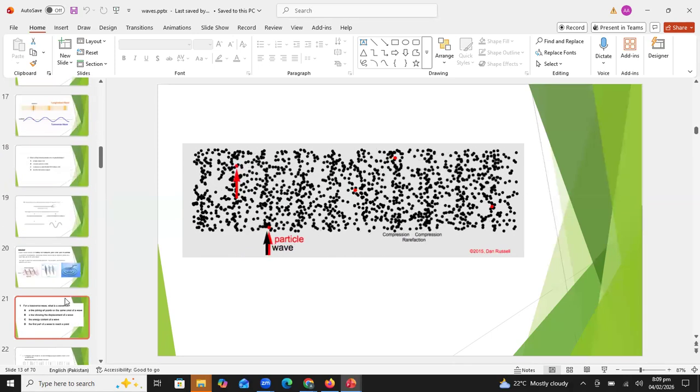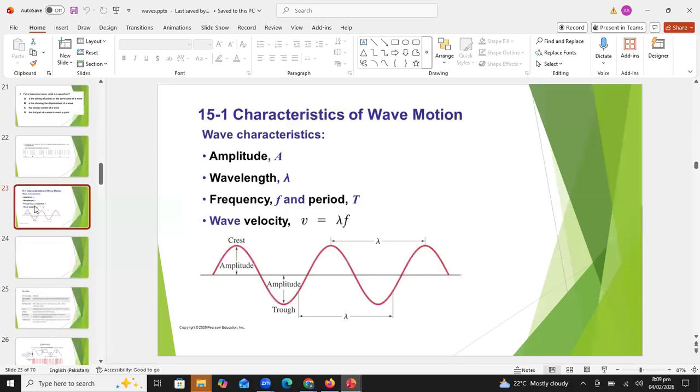Okay, so yesterday I started the topic characteristics of waves. That is very, very important. I told you there are five characteristics: amplitude, wavelength, frequency, time period, and wave velocity. I discussed the initial two characteristics in yesterday's class. All right, amplitude. So what is the definition of amplitude, students?